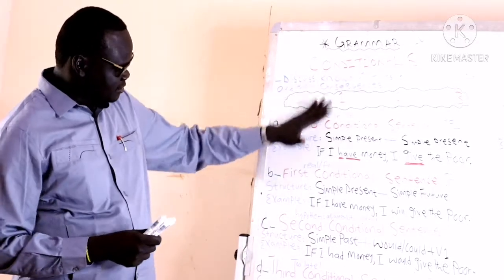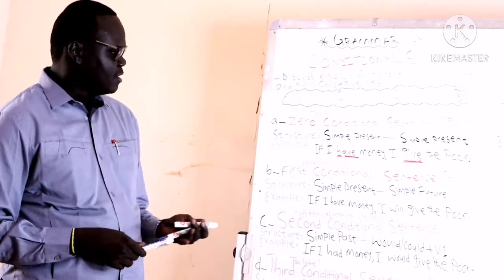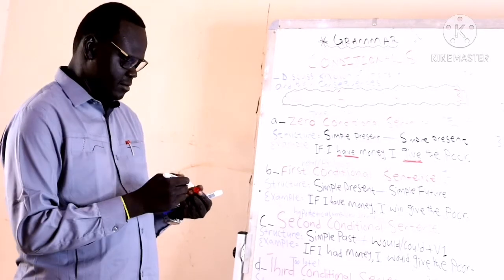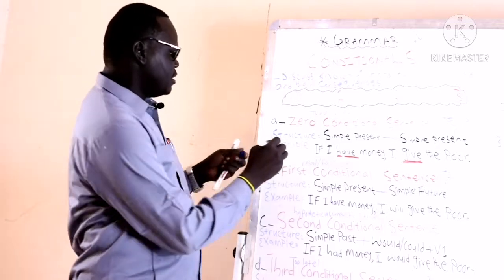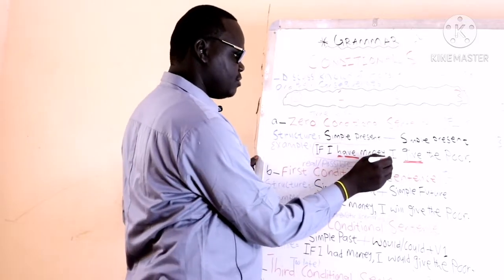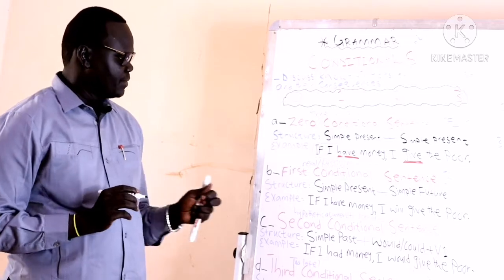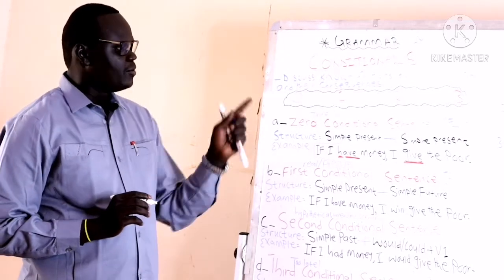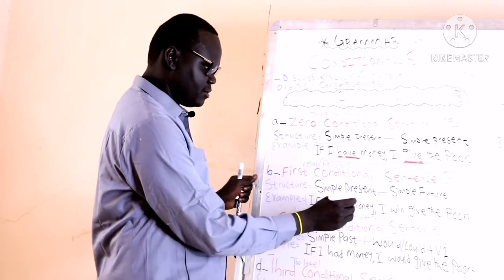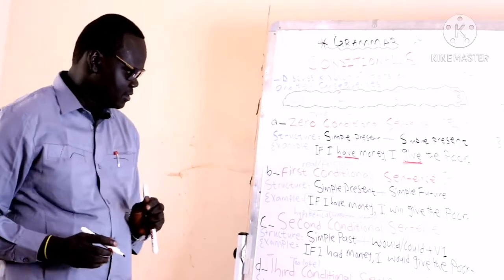Let's make a quick revision on the four conditional sentences. The first one, when you say, if I have money, I give the poor. So this one is called the if clause, and the other one is called the main clause or the subordinate clause. The second one, if I have money, I will give the poor. This one is also the if clause, and the other one is the main or the subordinate clause.